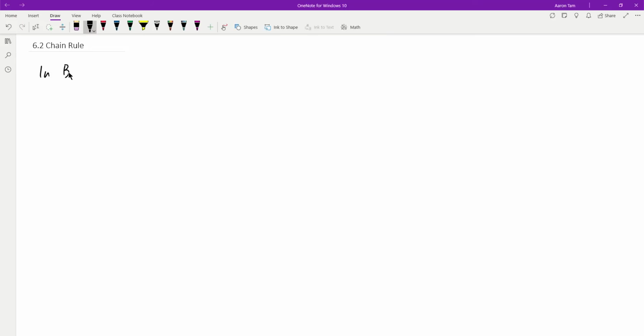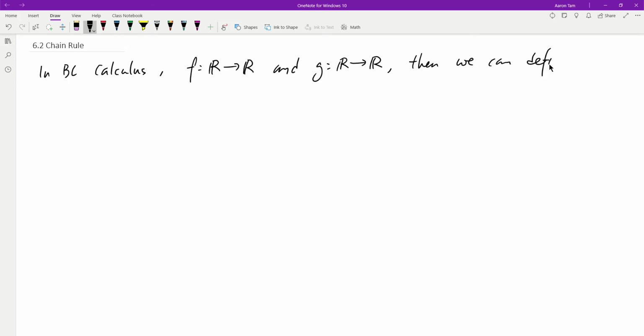In BC calculus, what you learn is that if you have a function f that maps from R to R, and a function g that maps from R to R, then we can define h that maps from R to R such that h of x is equal to g of f of x.